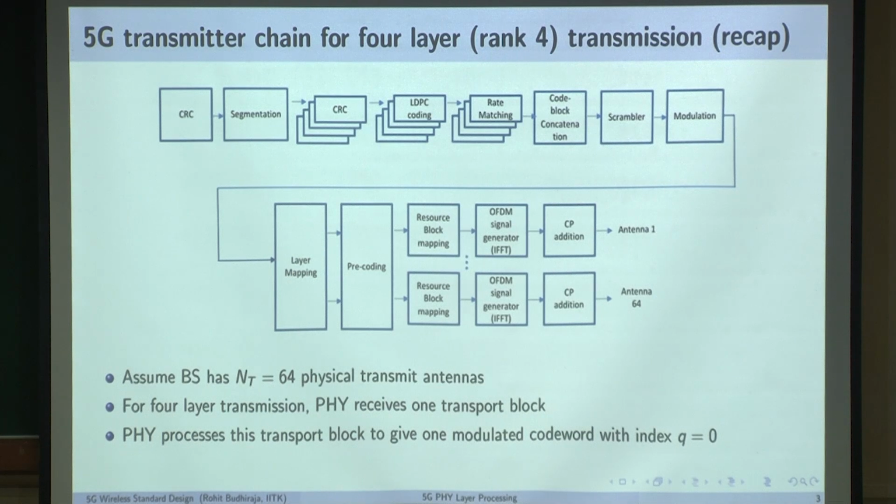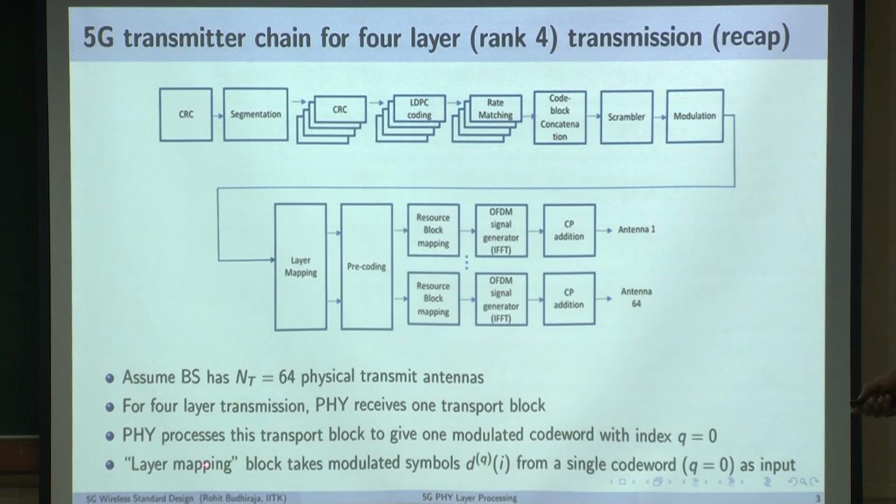What is layer mapping? It is how you take this modulated codeword and demultiplex it into the number of layers. The layer mapping block takes the modulated symbol d^(q)(i), the output of the modulation block, as we discussed long time ago. Here q denotes which transport block you are looking at, in this case the 0th transport block, and i is the running index which denotes the modulated symbol. It takes this as input and gives you the layers.